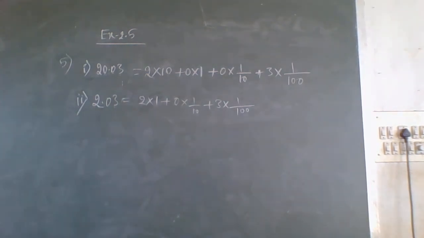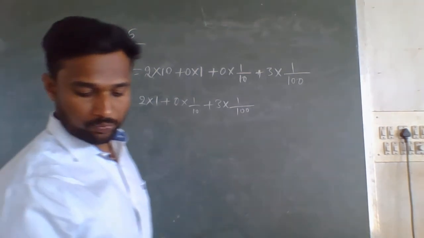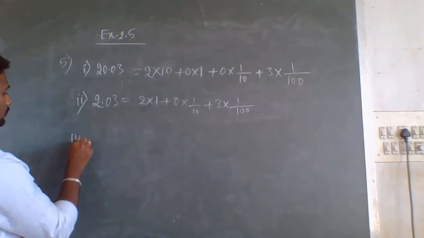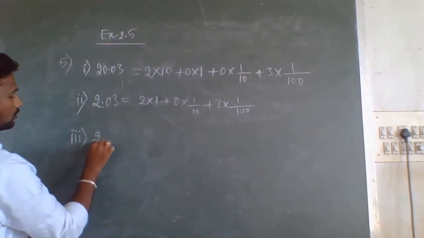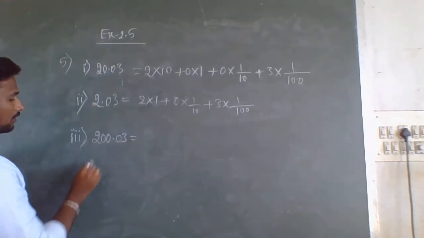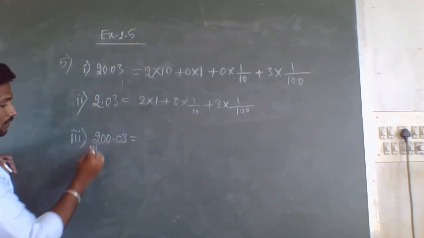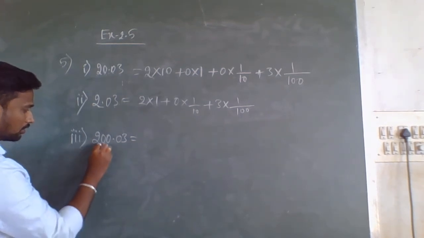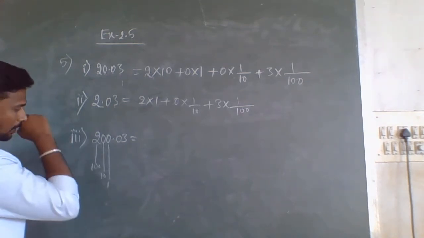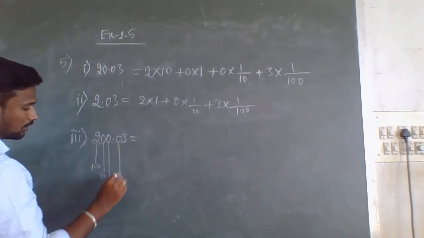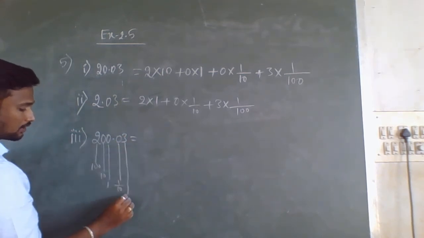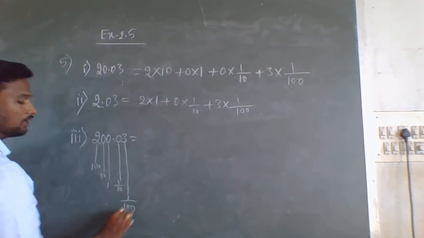Now third question. Here they have given 200.03. So here you can see that this 2 is at the 200, means 2 is at the hundreds position, 0 is at the tens position, this 0 is at the ones position. After decimal point what is the position? Tenth position, means 1 by 10th. Next 3 is at the hundredth position, means 1 by 100.